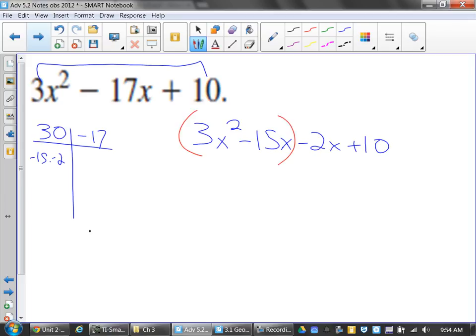I throw the parentheses over the first term like that. What's the GCF of 3x squared and 15x? 3x. So I factor out the 3x. Inside the parentheses, what am I left with? X minus 5.